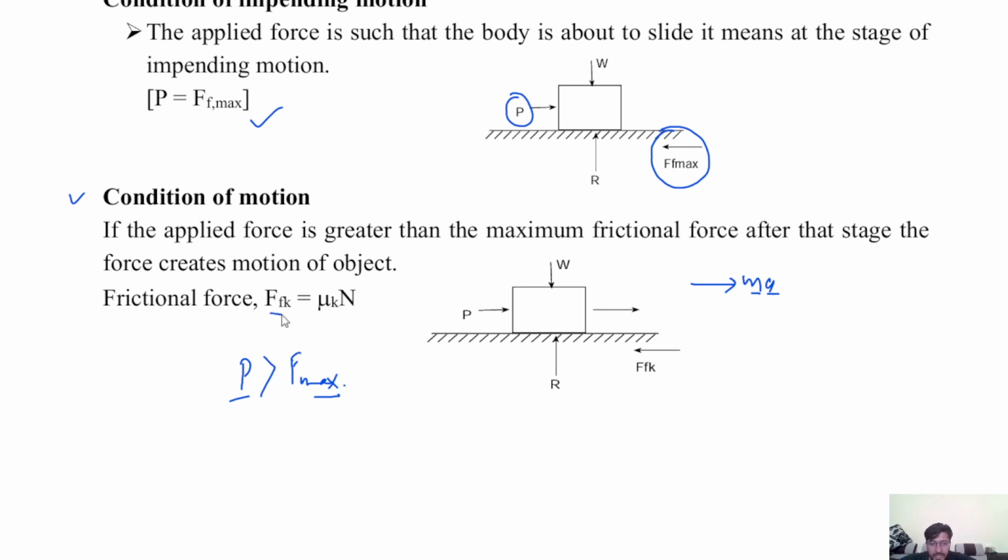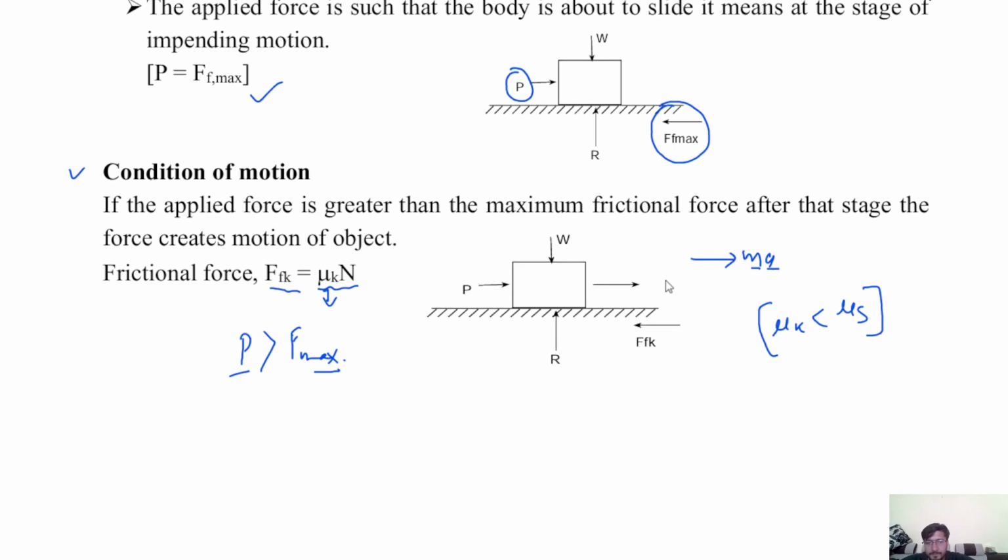The friction force Fk is equal to mu k into N. Mu k is the coefficient of kinetic friction, and this coefficient of kinetic friction mu k is less than the coefficient of static friction mu s. This is the motion condition. So there are four conditions: no friction, no motion, impending motion, and motion. These four conditions arise by the applied force and the friction force.